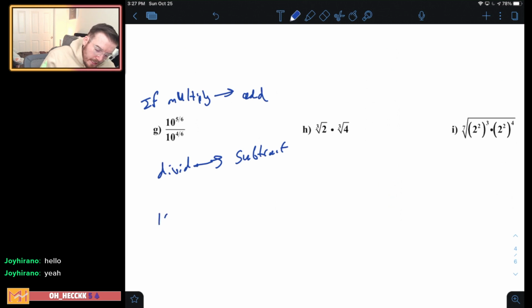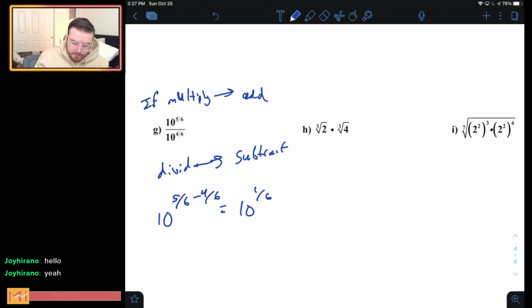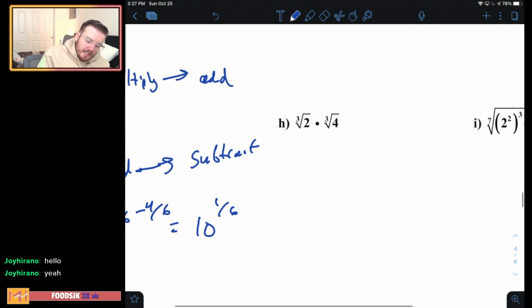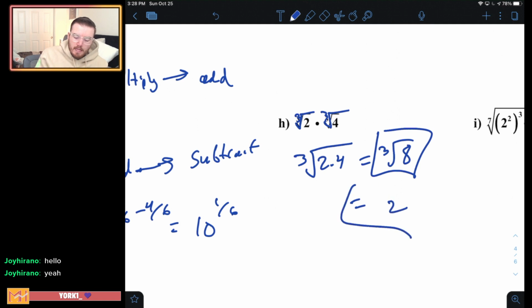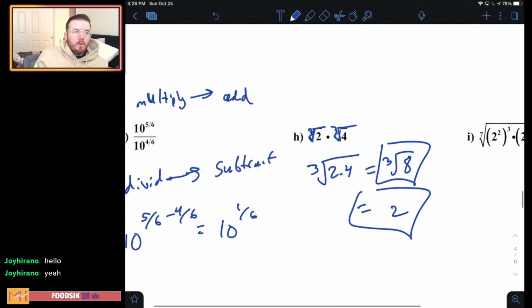So 10 to the 5/6 minus 4/6 is 10 to the 1/6. Again, we have the same size root. So all you've got to do is multiply the insides together, and you get the cube root of 8. Well, wait a second. The cube root of 8 is just 2. So that's actually my final answer, right? We want to simplify this as far as possible.